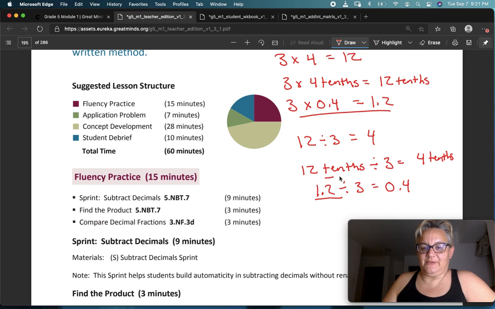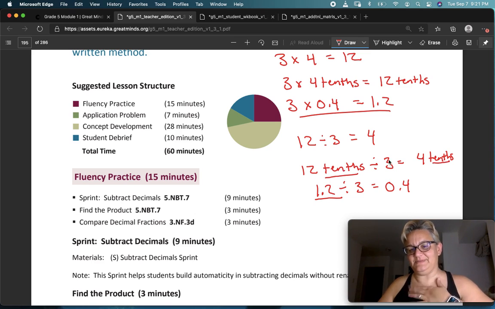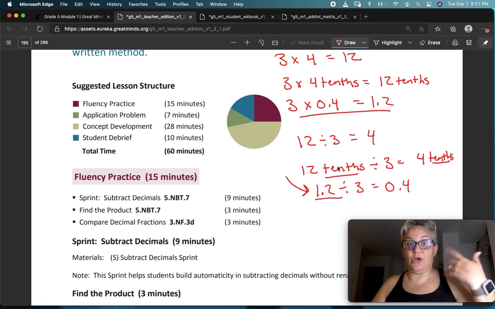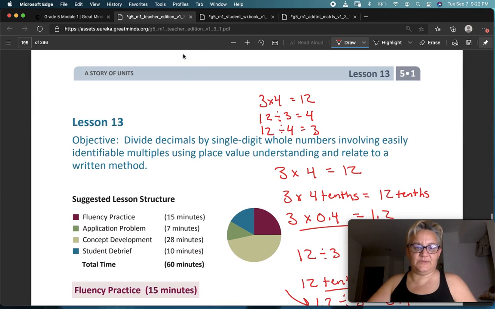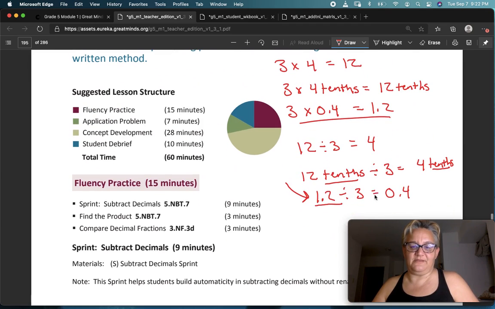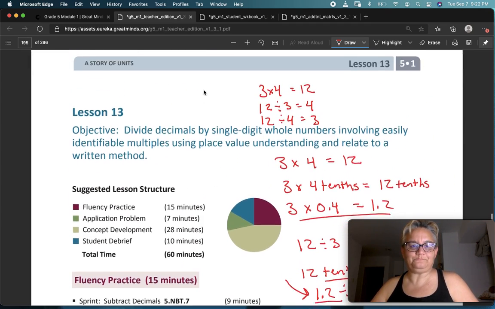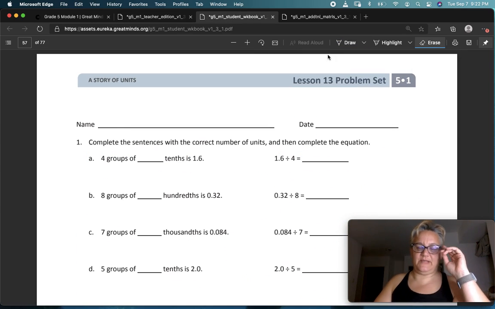And if you put a label on it using unit form, 12/10 divided by 3 equals 4/10. I just moved it back into standard form. And knowing your place value chart will help you understand how to do that. So that's what they're saying there, using place value understanding and relate to a written method. That written method is our word form. Okay, let's go straight to the Learn page.